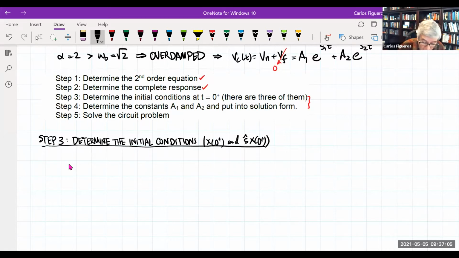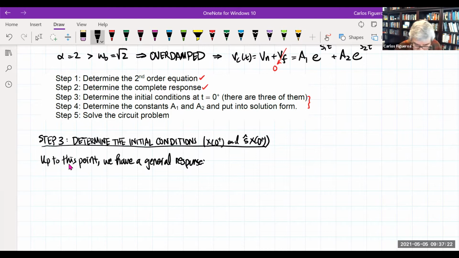So here we go. What we find here is that up to this point, we have a general response. And that general response looks like this here. Of course, there's a natural, and then there's a forced response. And then our natural gives us 2 constants. And then we know our forced response from step 1.